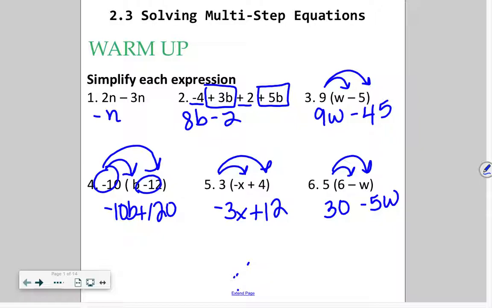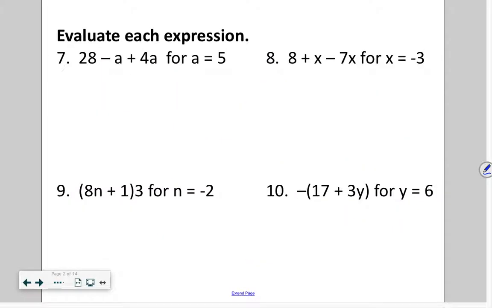Sometimes you're going to have to distribute, and then you're going to have to join like terms. Sometimes you're just going to have to join like terms. All depends on the question.